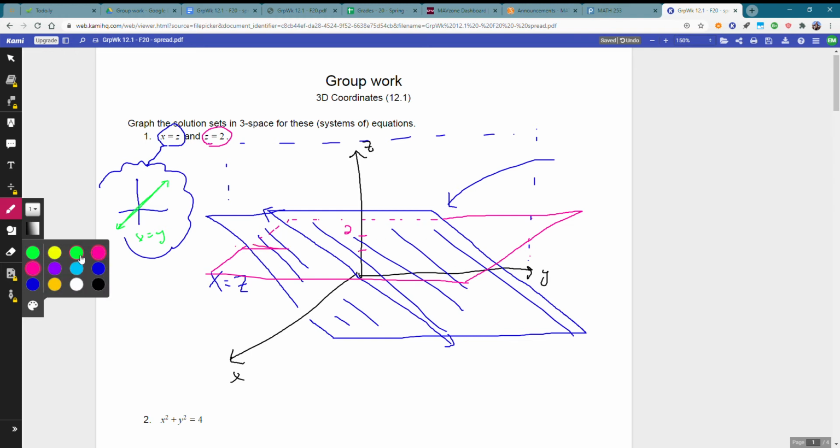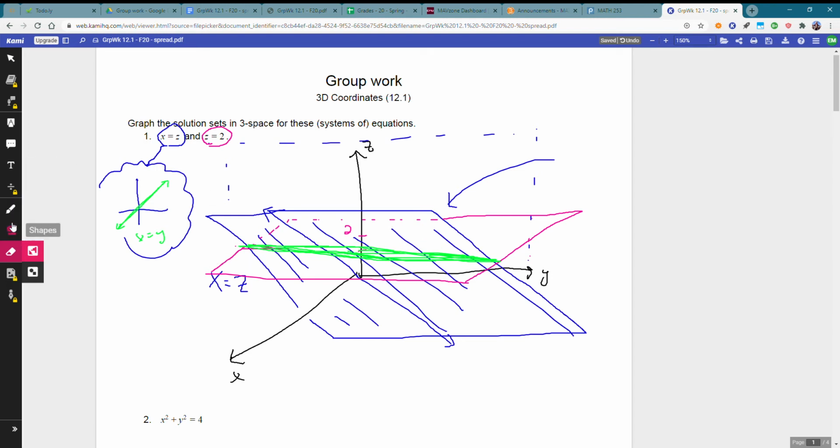Let me maybe choose a different color. These are going to intersect in a line. The picture is not quite perfect, but there it is. If that was a perfect line, it should be. Okay, it's getting worse. I'm going to stop. There we go. There's the line of intersection that we get. That is going to be the solution set for this system of equations, this line.